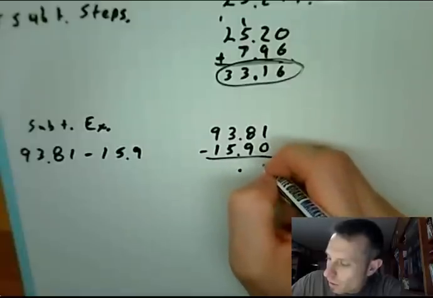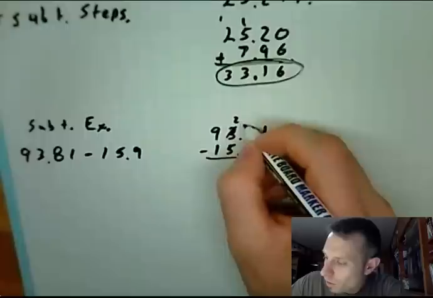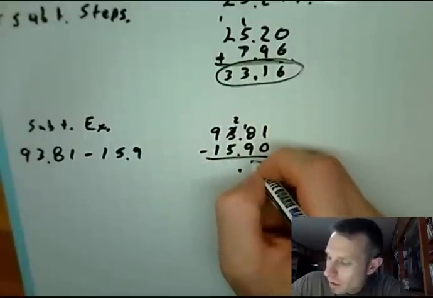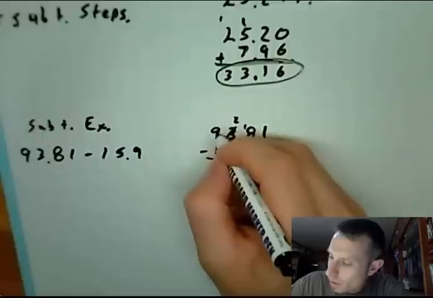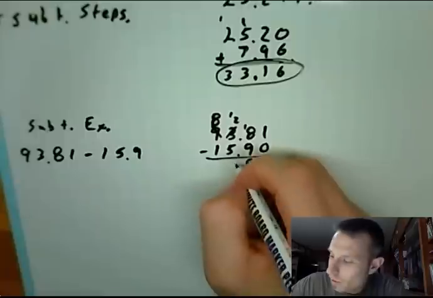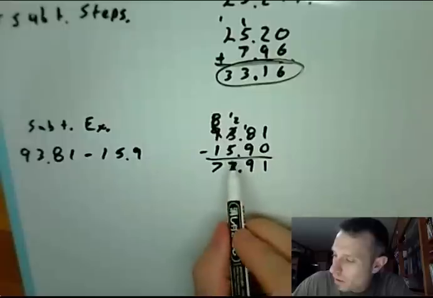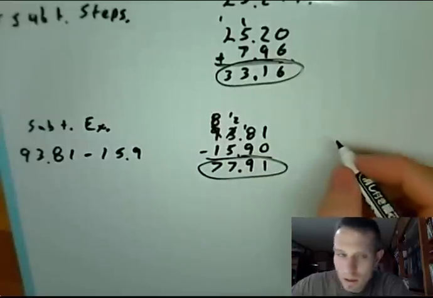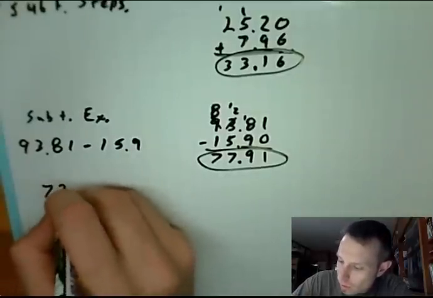1 minus 0 is 1. 8 minus 9, can't do that, so I'm going to borrow 2 from here. 18 minus 9 is 9. 2 minus 5, can't do that, I'm going to borrow from here. 12 minus 5 is 7, and 8 minus 1 is 7, so I have 77.91.